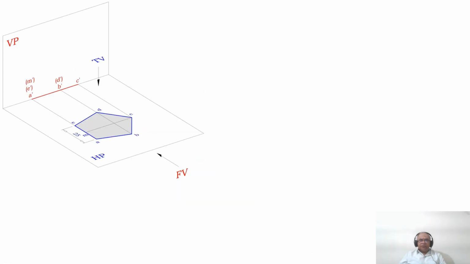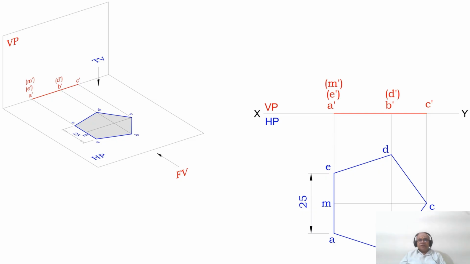So how to write this? By using the orthographic view. First we are going to draw the XY line and mark VP and HP. And in HP, first you measure a distance of 25 mm and draw a vertical line. And you mark that point as A and E.